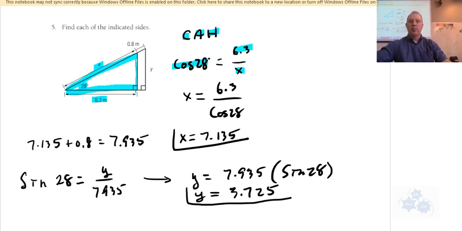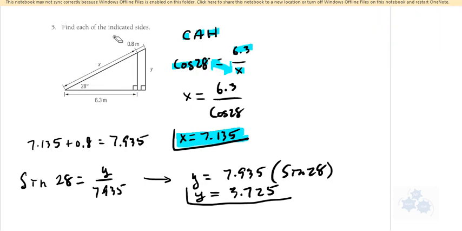Okay? So if I multiply both sides by x and divide both sides by cos of 28, it's like these two switch. Remember? That's the shortcut I showed you. And so when you do this on your calculator, you should get 7.135. If you rounded that to 7.1, I'm okay with that. So x should be 7.135. That's the first thing that you should be able to find there. Question? Yes.